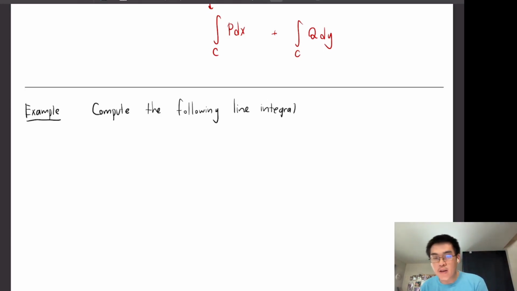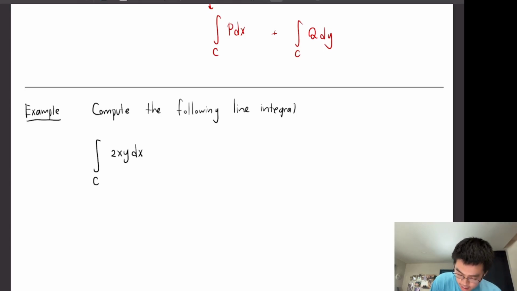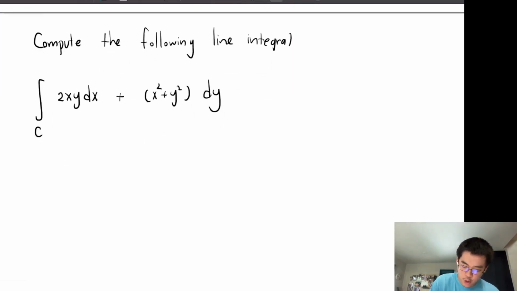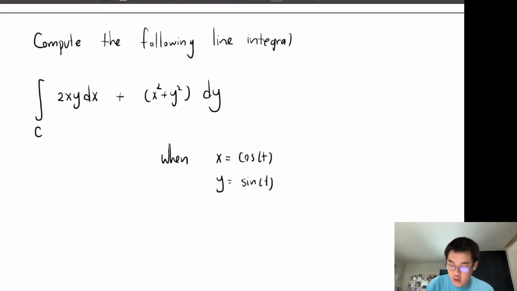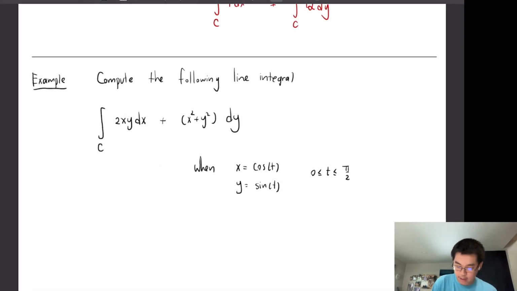All right, let's compute the following line integral: integration over C of 2xy dx plus x squared plus y squared dy. And when somebody gives you a line integral like this, they better give you a curve too. So when x equals cos t, all right, it could be something like this.